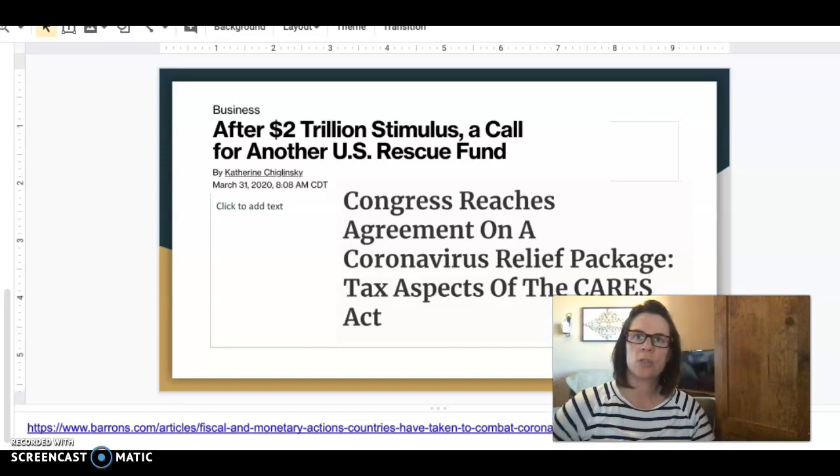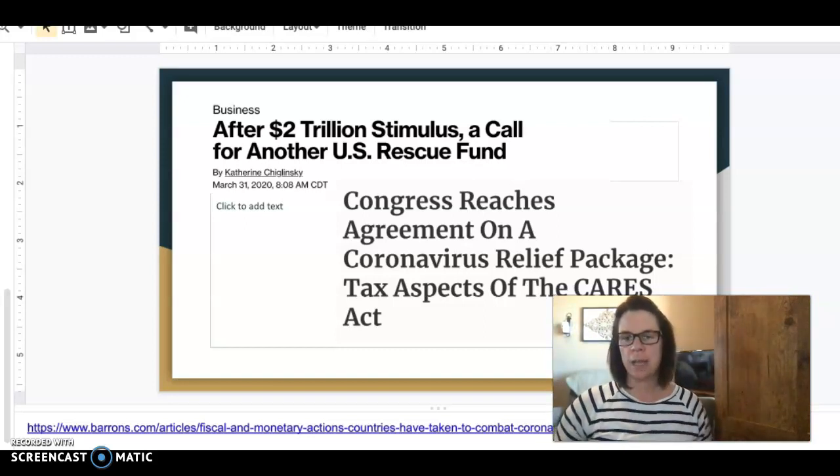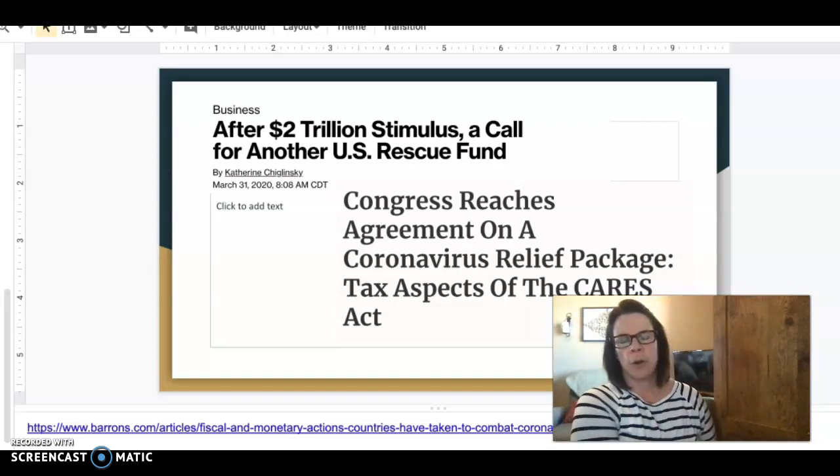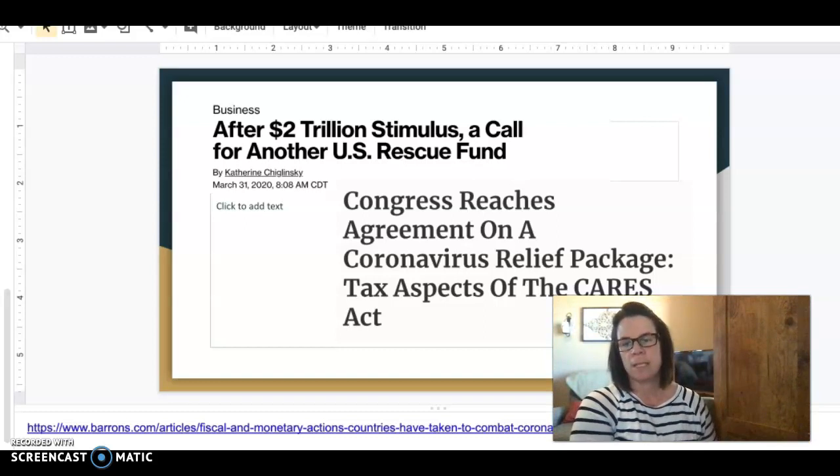So the bill includes $1,200 direct cash payments. Your household will receive a check in the mail from the government. And this check is based on your income. For individuals that make up to $75,000, they'll get $1,200. For couples, up to $150,000.